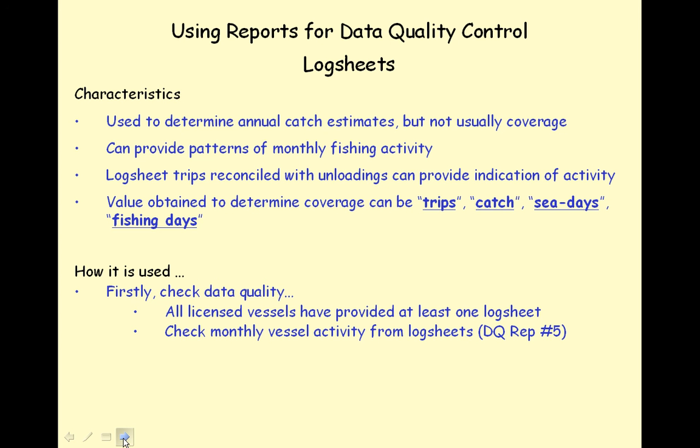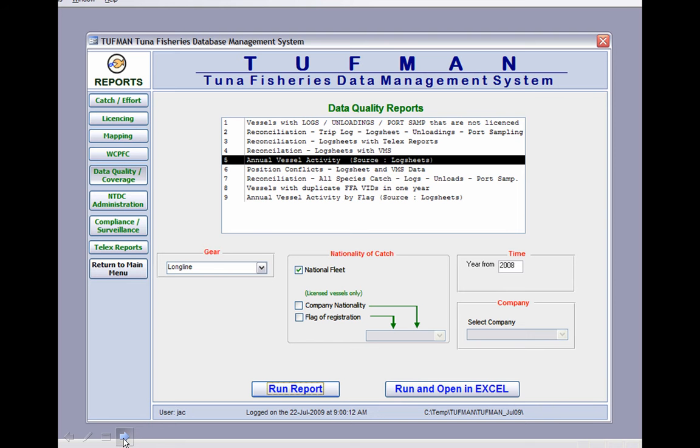You should check that all licensed vessels have provided at least one log sheet for the calendar year. Check whether the coverage of log sheet data for each vessel has been consistent throughout the year. Toughman Data Quality Report number 5 provides a list of annual vessel activity by month for each vessel in a fleet based on the log sheet data.